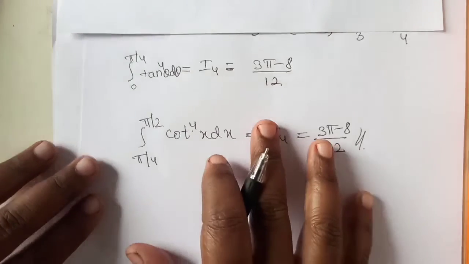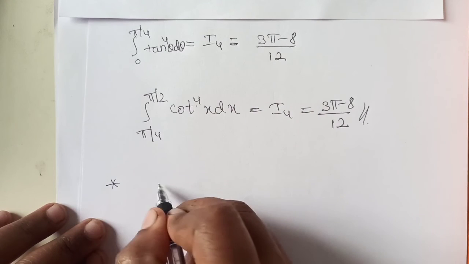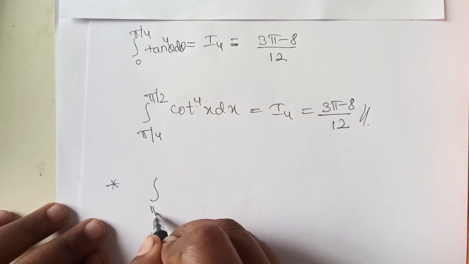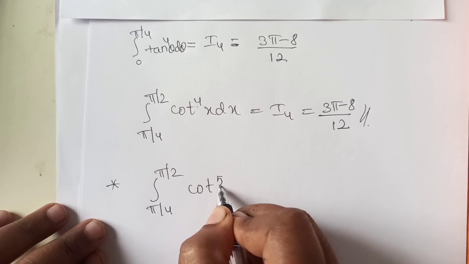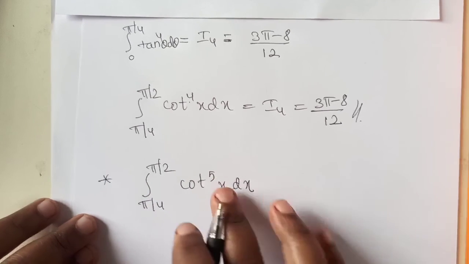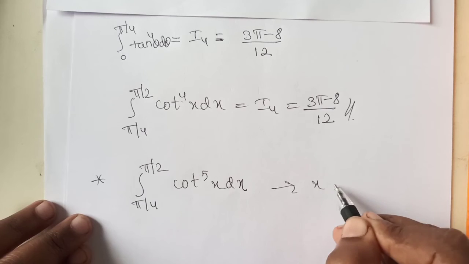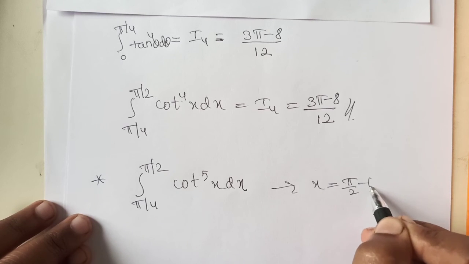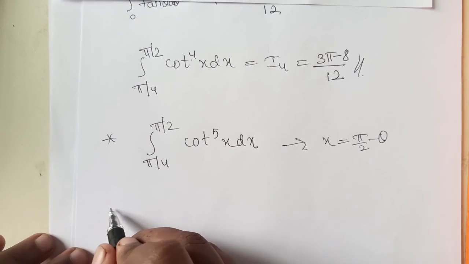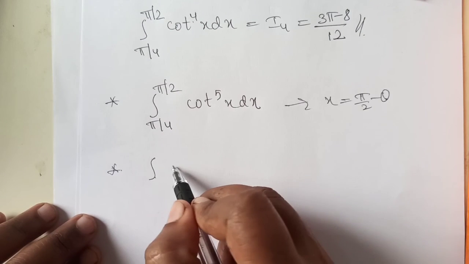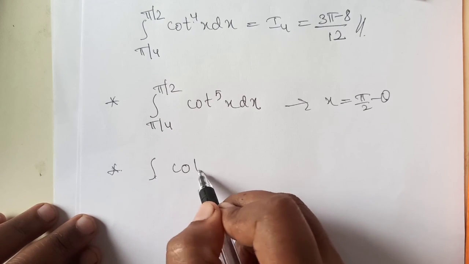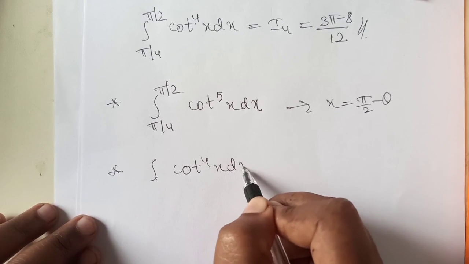So similarly you can solve the integral from pi by 4 to pi by 2 of cot power 5x dx. Here also you change x to pi by 2 minus theta or pi by 2 minus t. And one more example: solve the integral of cot power 4x dx. Okay.